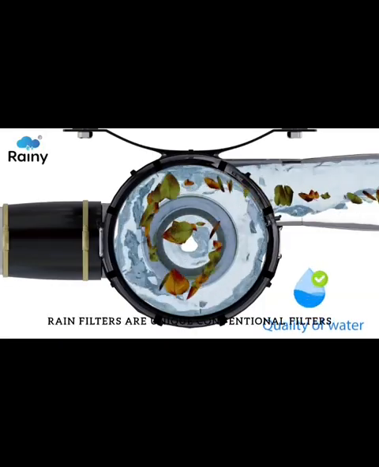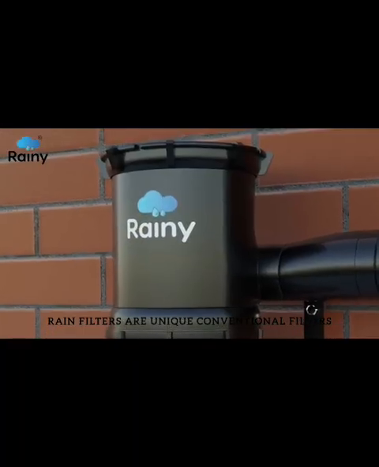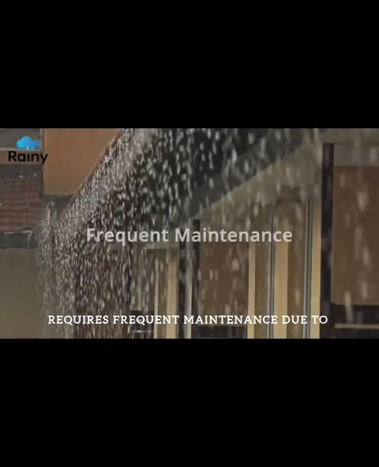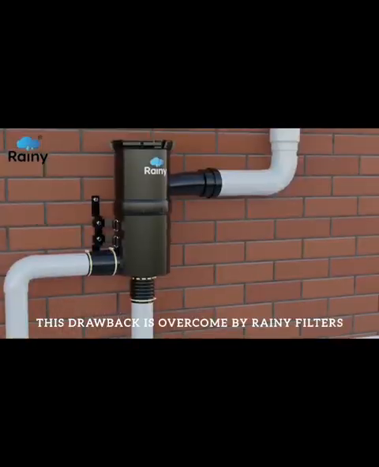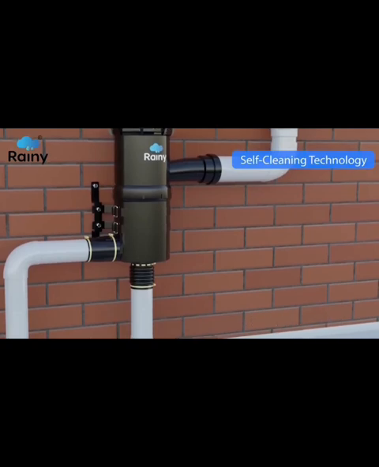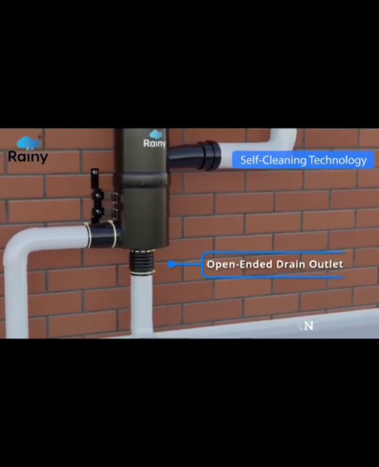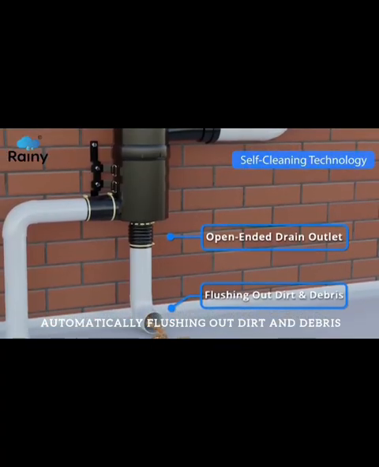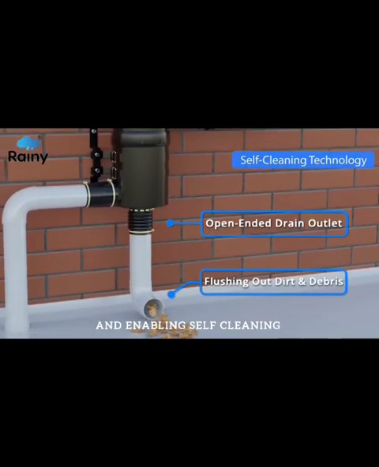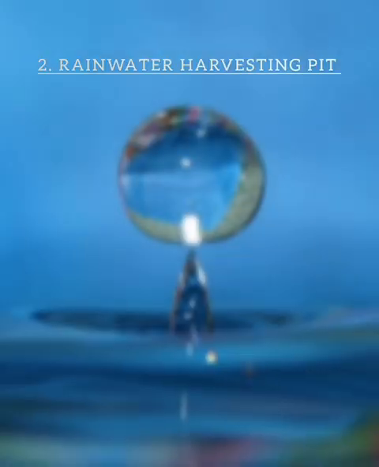Unlike rainy filters, conventional filters require frequent maintenance due to clogging of dirt and debris. This drawback is overcome by rainy filters' unique design that features an open-ended drain outlet, automatically flushing out dirt and debris and enabling self-cleaning. Method 2.